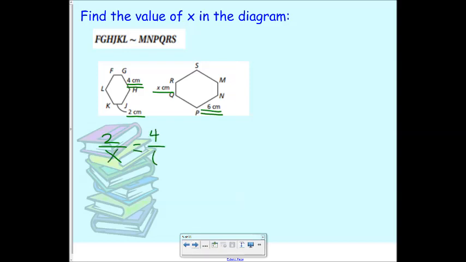Very good. All right, 2 times 6 is 12. 4 times X is 4X. How would I finish? And X must equal 3.